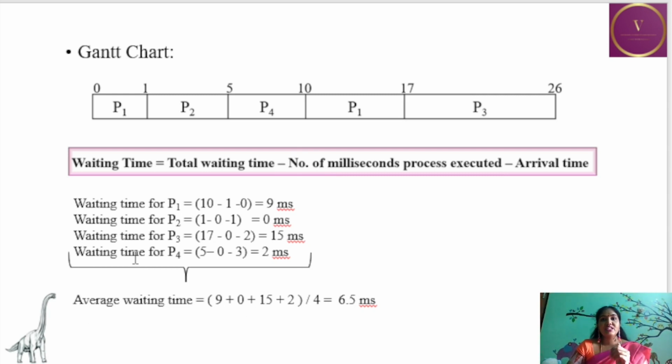So the average waiting time here is 9 plus 0 plus 15 plus 2, divided by 4, which is 6.5 milliseconds. Alright.